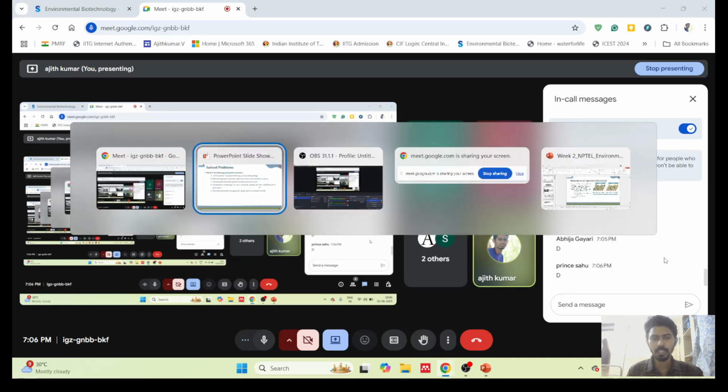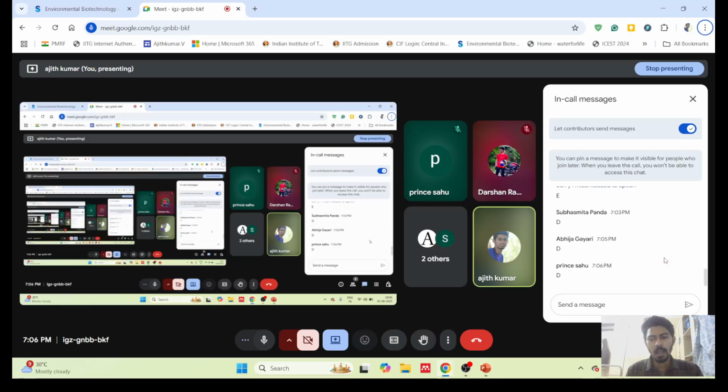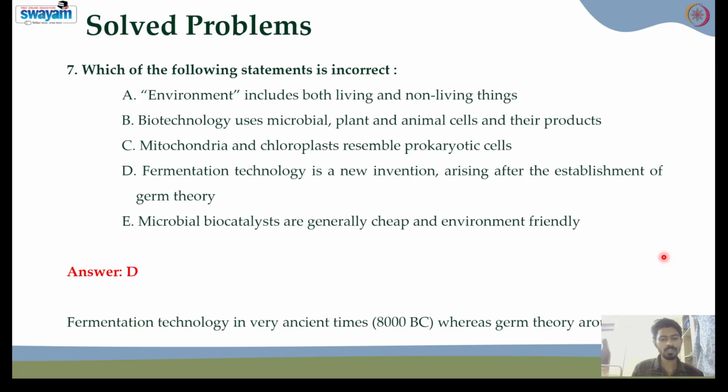D. Okay. We will see the answer. The answer is C. The answer is D. Sorry. The answer is D. Yes, you are all correct. Answer is D, because fermentation technology arose in ancient times, whereas germ theory arose around 1500 only. So the option D is incorrect.